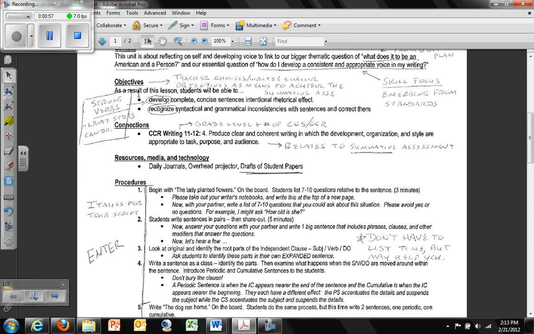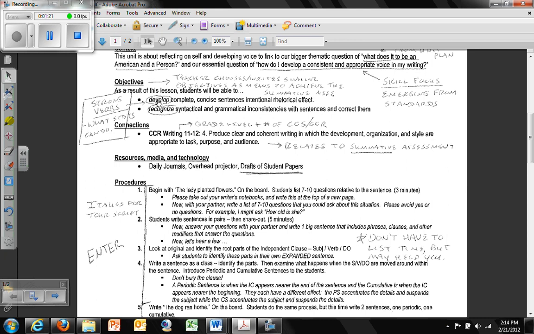Here we have our objectives and our connections. Again, I've talked before about how connections probably should come before objectives, since usually the connections inspire the objectives. But either way, the objectives are what the students will know, understand, or be able to do. And these are also, as my note here says, the things that will be assessed.